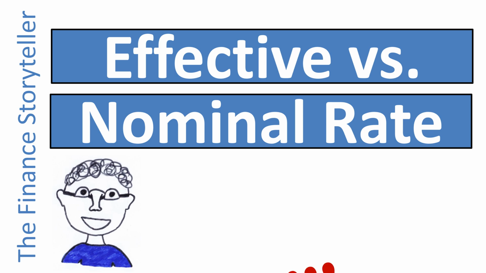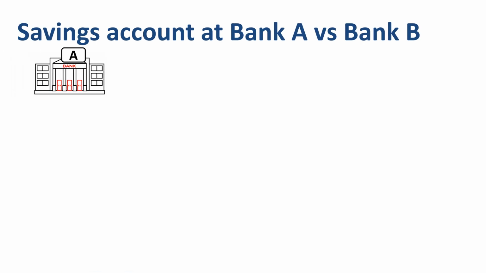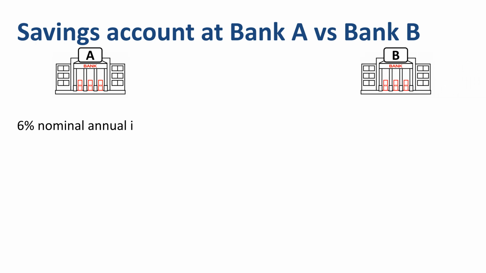Effective annual interest rate versus nominal interest rate. It's one of the things to look at when choosing where to open a savings account. Bank A offers you a 6% nominal annual interest rate, and so does Bank B.